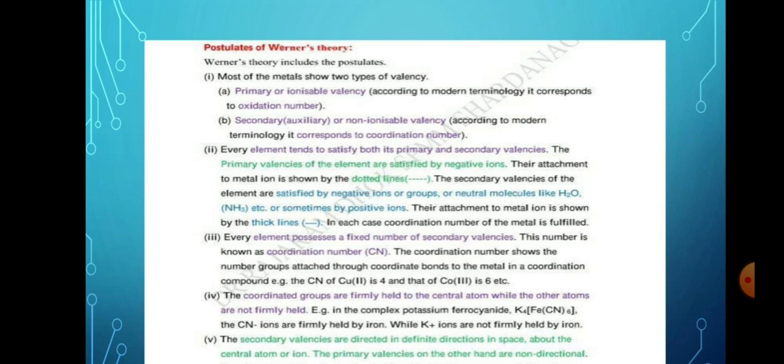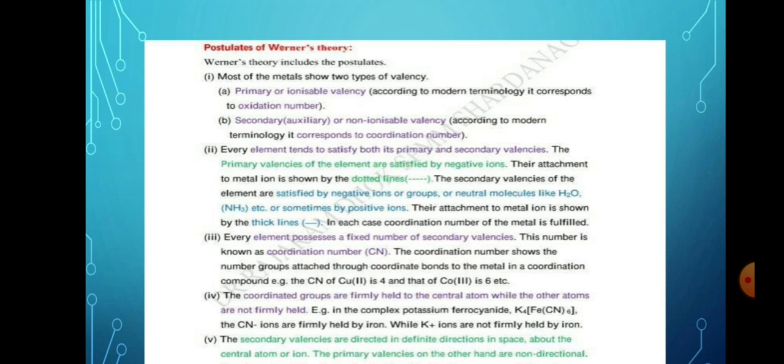Next postulate: the coordinated groups are firmly held to the central atom while other atoms are not firmly held. For example, in the complex potassium ferrocyanide, that is K4[Fe(CN)6], the CN- are firmly held by iron while K+ ions are not firmly held by the iron.